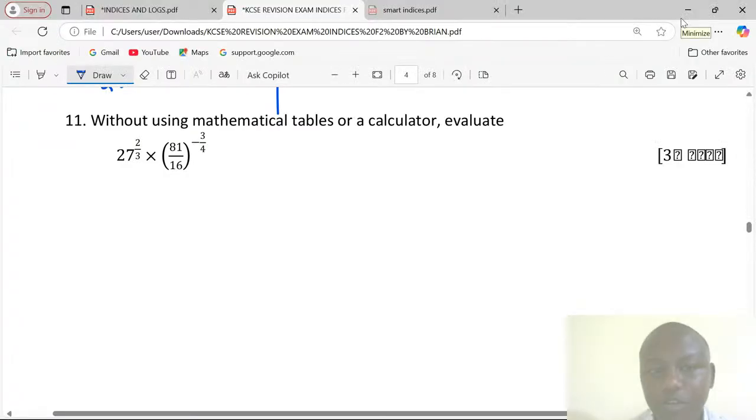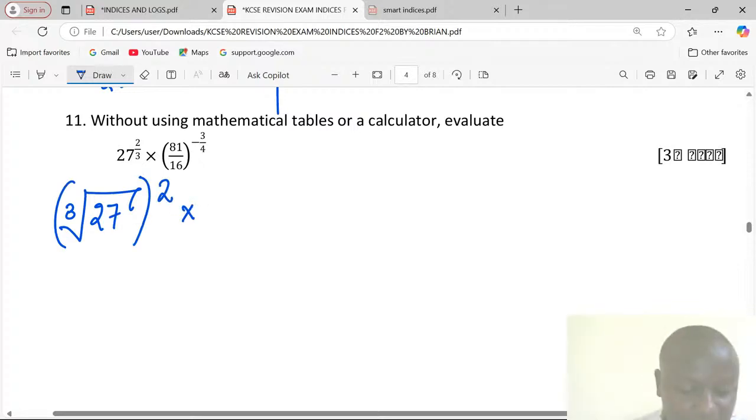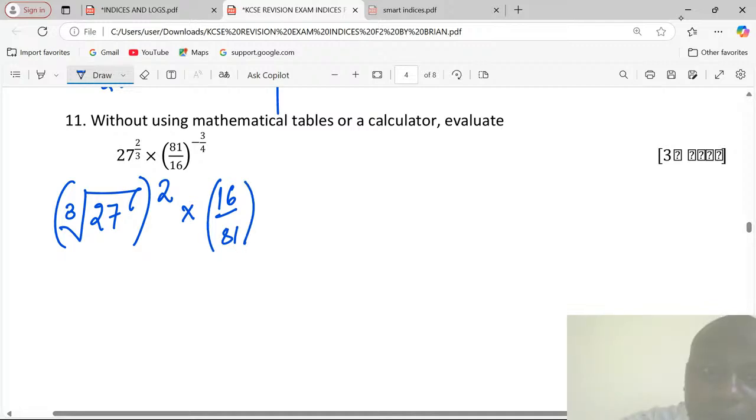Without using mathematical tables, calculators, evaluate 27 to the two-thirds, times 81 over 16 raised to negative 3/4. You know, this one is a fractional law. So it means we take the third root of 27, then everything has to be squared. And we multiply by the other bracket, which has 81 over 16 raised to negative 3/4, which means we have to take the reciprocal, 16 over 81, then now the power becomes positive 3/4.